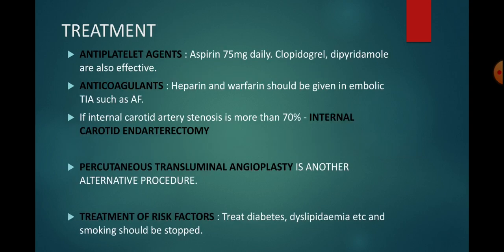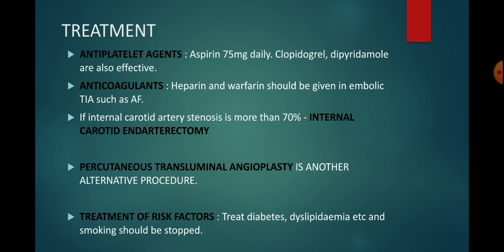How do you treat this condition? You have to give them antiplatelet agents like aspirin. Aspirin is usually given in combination with dipyridamole. Aspirin 75 mg plus dipyridamole 200 mg is a very effective treatment when given twice daily. Anticoagulants are given in cases of embolic transient ischemic attack, which is triggered by atrial fibrillation. You can give heparin or warfarin.